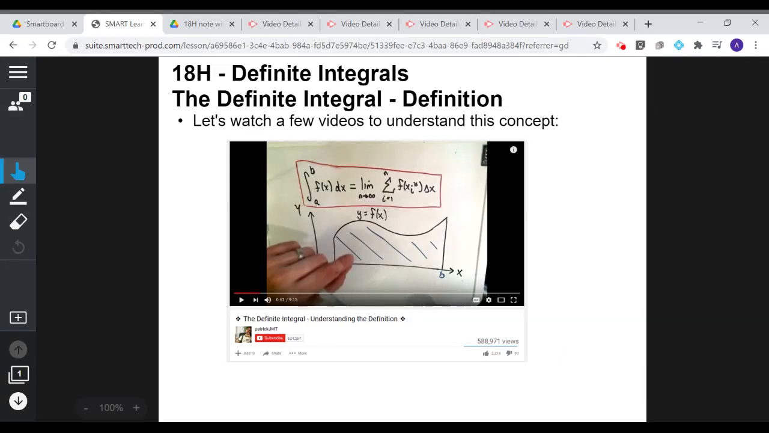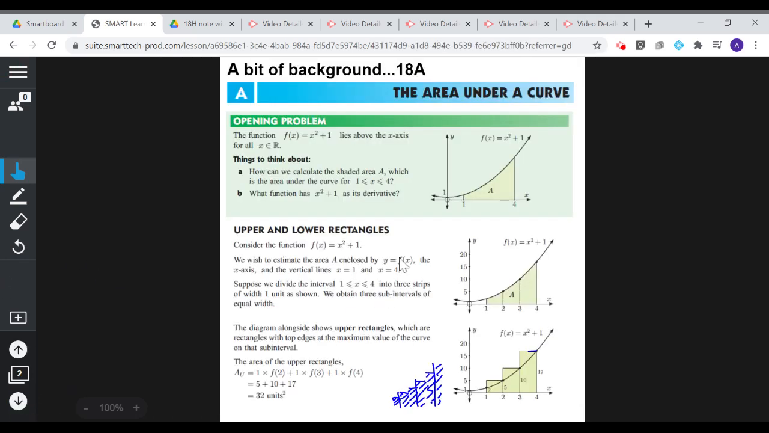Hello everybody, we're going to talk today about section 18H, which is about definite integrals. Now, usually I would suggest that you watch this video to start, and there's a link on our Google Classroom and in our weekly planner to watch this video just to get you started on the idea of a definite integral. I'm going to walk you through a little bit of the textbook definition, and then we will get to what an integral actually calculates.